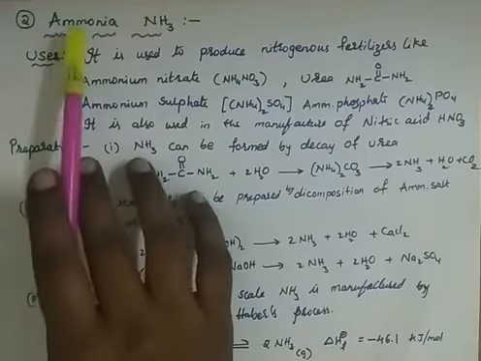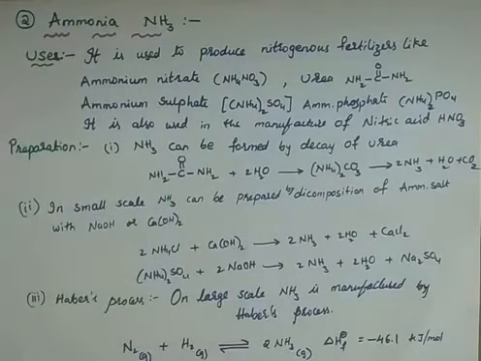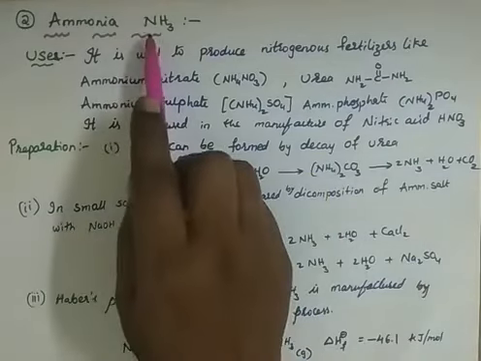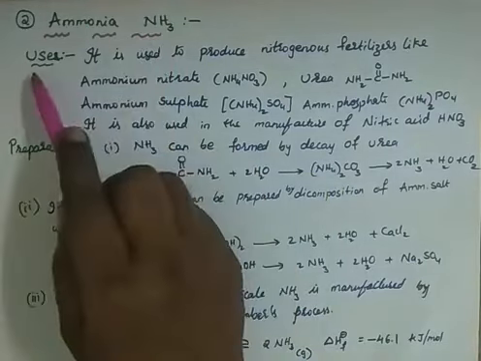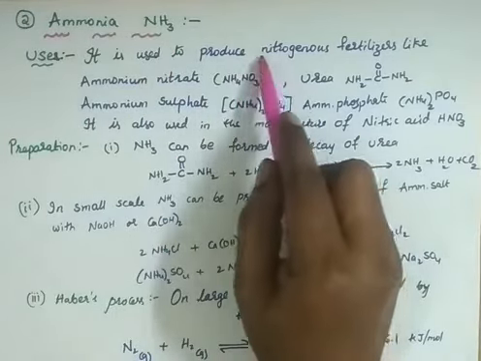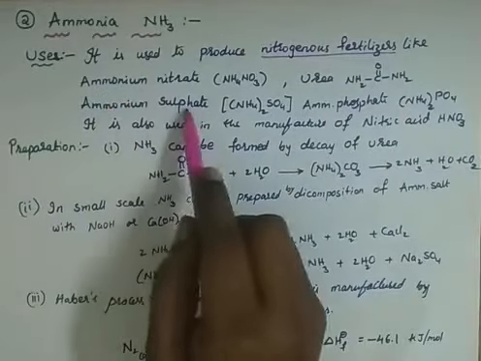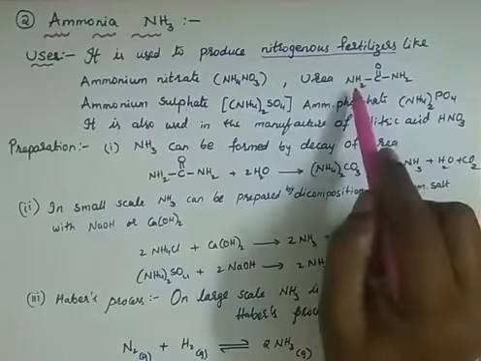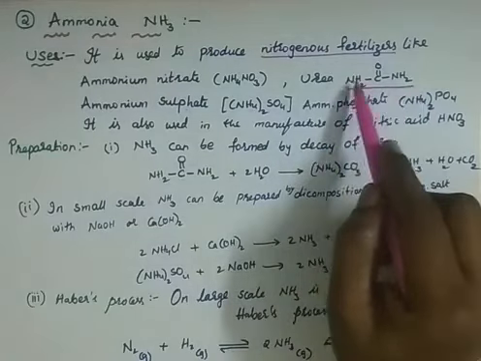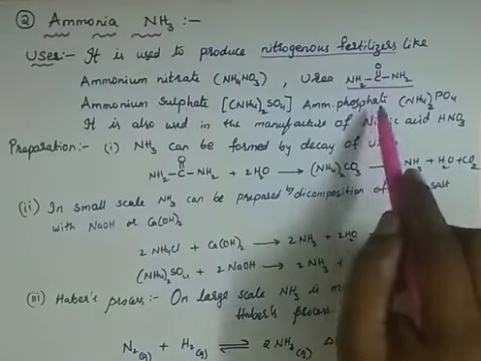The next compound is ammonia. Today we have learnt about the dinitrogen N2, its properties, preparation and uses, right? So now it's ammonia NH3. Its uses we have already discussed. It's mostly important as nitrogenous fertilizers: ammonium nitrate, ammonium sulfate, and urea. Urea has a unique formula, with NH2 in the middle, C double bond O, and also ammonium phosphate.